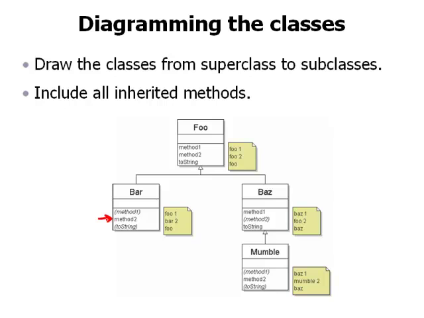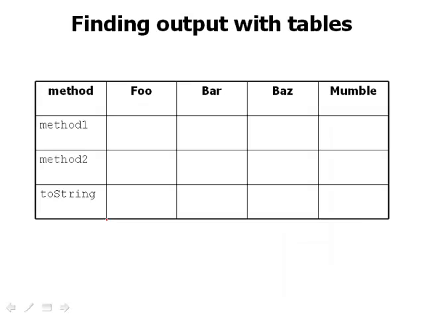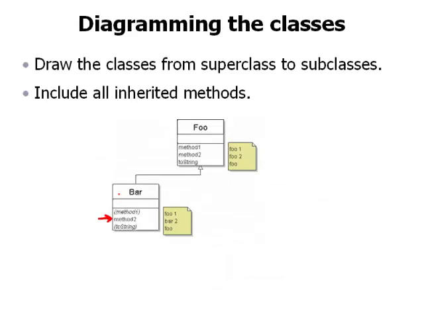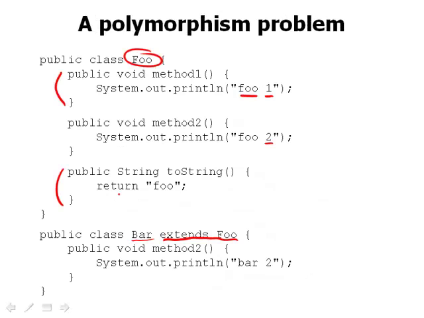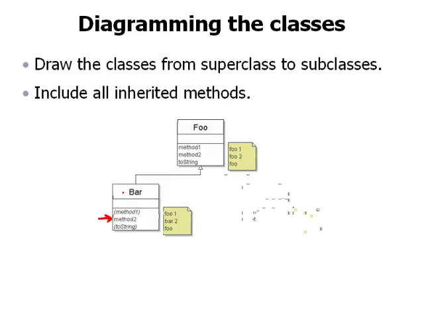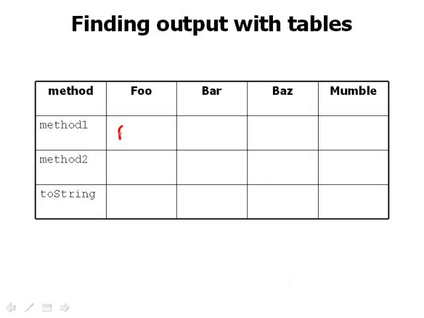Now if you actually want to figure out the output from all the different methods, another technique that can be useful, maybe after you've drawn this picture, is to make a table of each class and each method, and then look back and forth between the code and this table to fill it in. So if we look at our code, let's look at the foo class and go through all 3 of these methods. The foo class has method 1 that prints foo1, and it has method 2 that prints foo2, and it has toString that returns foo. So if we go back to our table, we would write foo1, foo2, and foo for the behavior of these 3 methods.